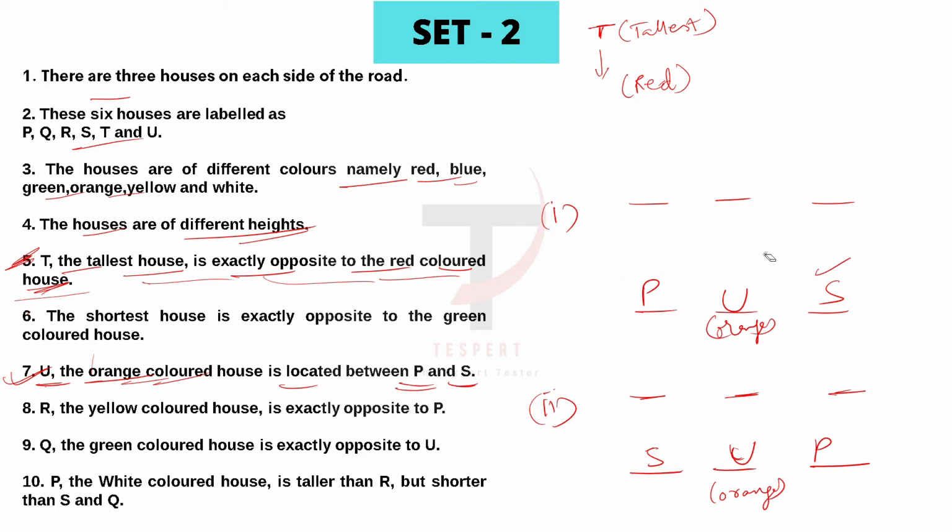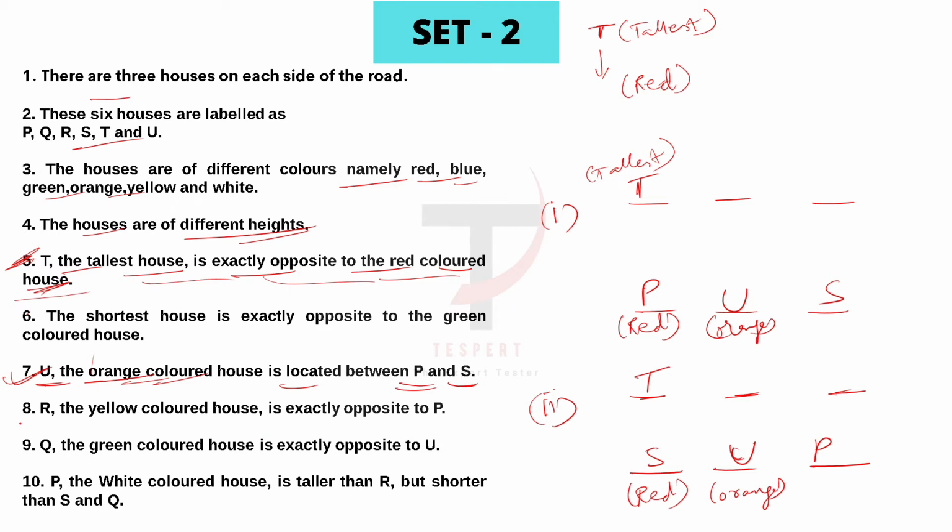Either P is a red colored house or S is a red colored house. So let us assume like this. In the first case, anyways, T is the tallest house, and let us assume P to be the red colored house, and in the second case let us assume S to be the red colored house. So where is the yellow colored house? Is it exactly opposite to P?